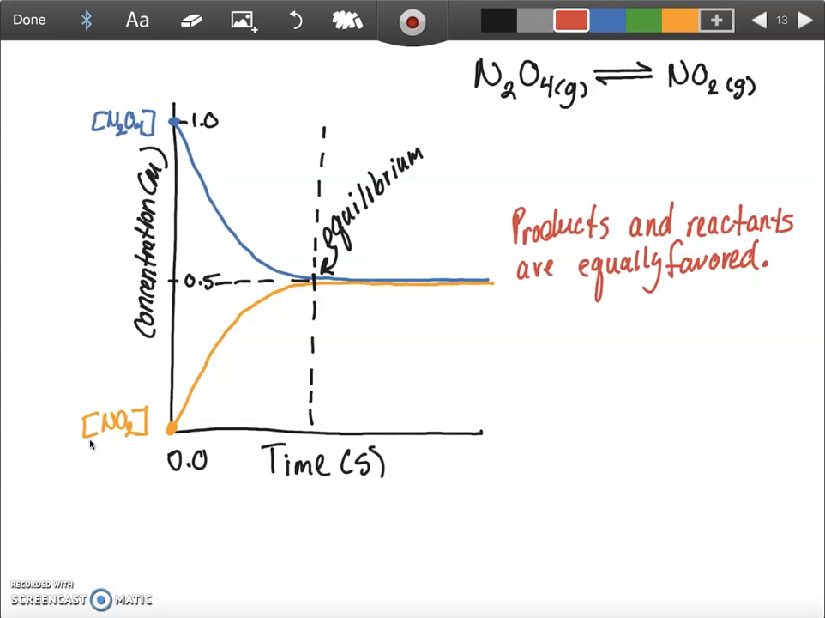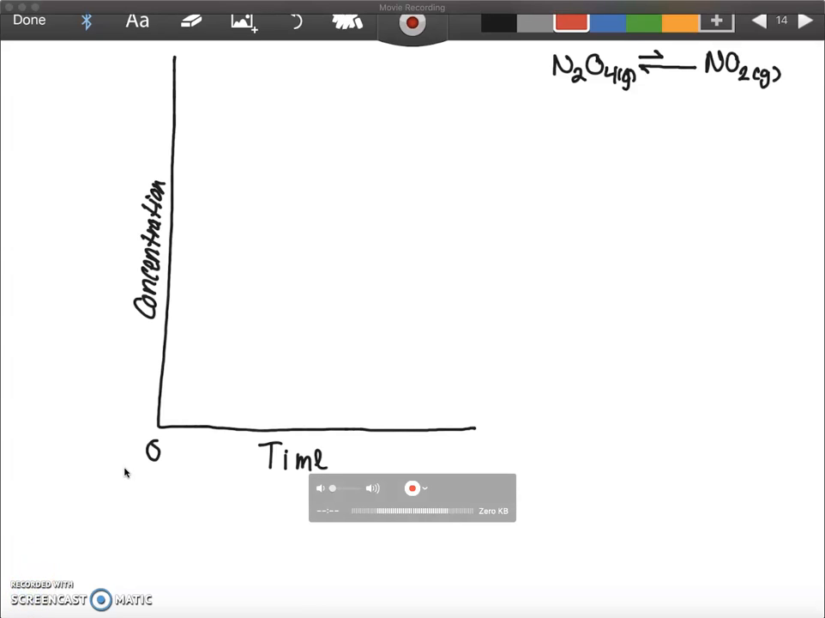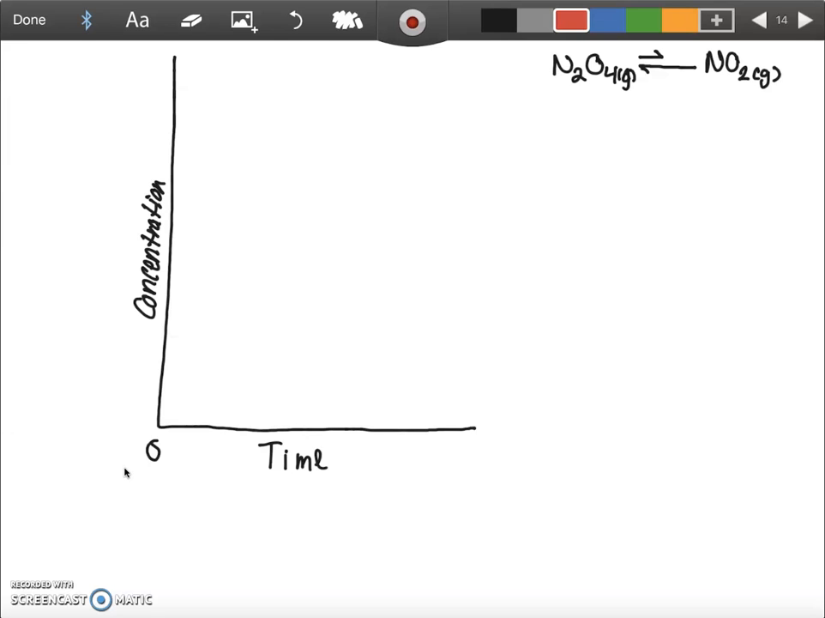Let's look at one of the other scenarios. In this case, the reverse reaction is favored, and the forward reaction is not favored. Okay, so we are going to have a lot more reactant this time than product. So in this situation right here, we will still have, at the very beginning of the reaction, no product forming, and we will have a lot of reactant.